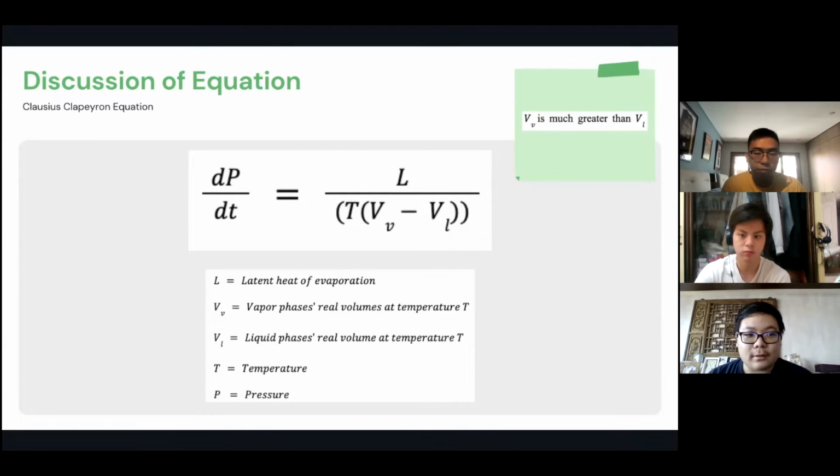So the Clausius-Clapeyron equation is derived using thermodynamics principles. L being the latent heat of evaporation, V sub V being the vapor phase's real volume at temperature T, V sub L being the liquid phase's real volume at temperature T, T the temperature, and P is the pressure. Note that V sub V is much greater than V sub L, so that is a good approximation. So in turn, V sub L can be cancelled out, giving us this next equation.